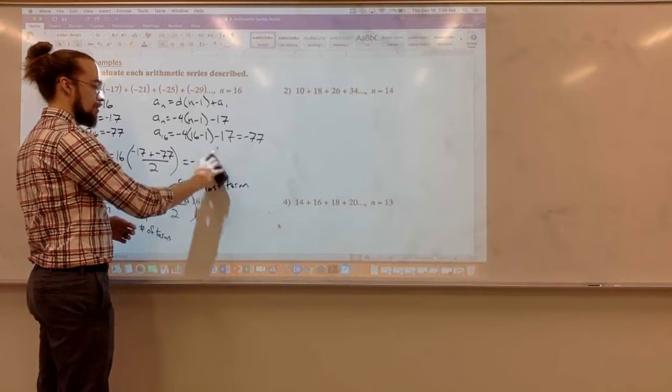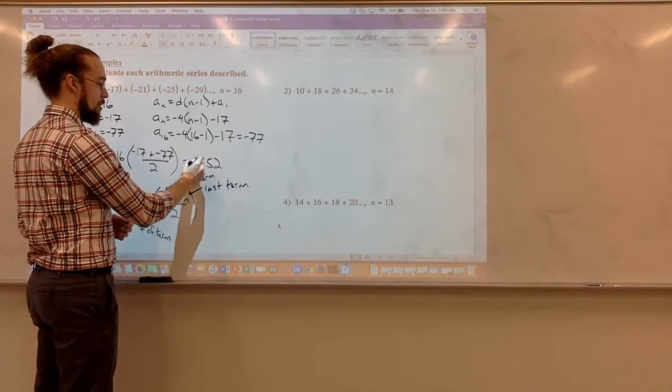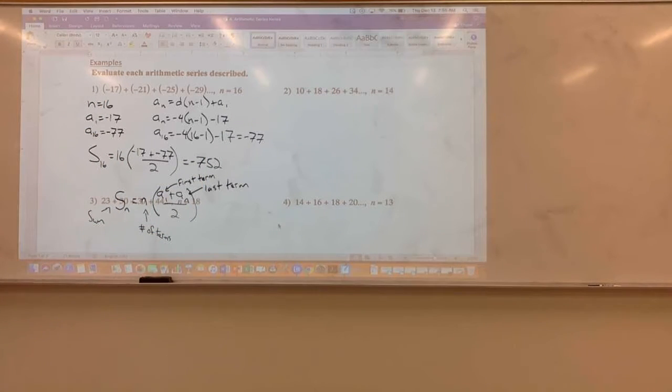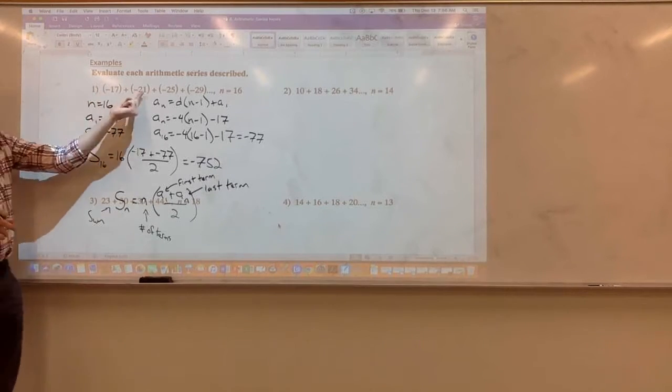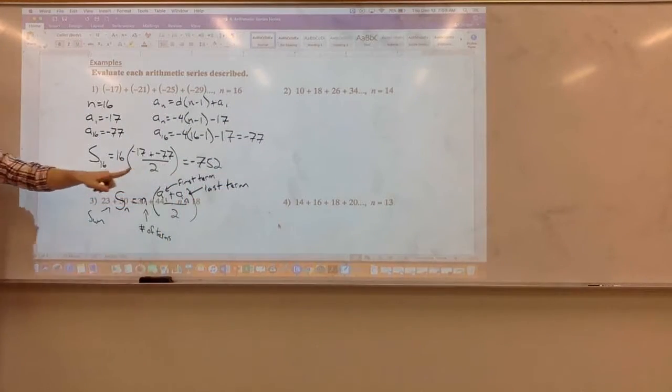So what did you do? So the correct answer should be negative 752. I put negative 17 plus parentheses negative 77 parentheses divided by 2. No, so if you're going to do that, you have to put parentheses around the whole thing. You just told us to divide the 77. Roger that. So if I were to add the first 16 terms in this sequence, I would get negative 752.